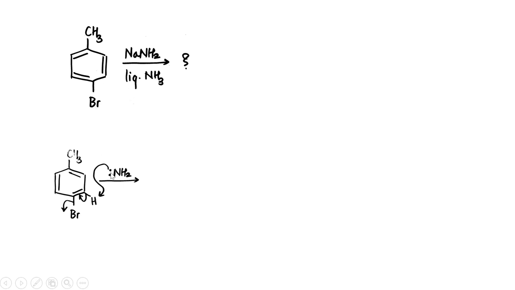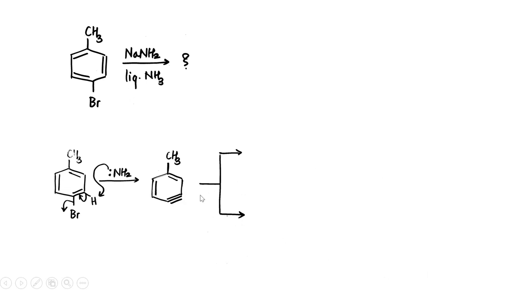Firstly, this lone pair of nitrogen will abstract one hydrogen and electrons will shift here, then Br minus is eliminated out as in a normal elimination reaction. So you are getting this benzyne as an intermediate. Now as it is very reactive, it will again immediately react with this liquid NH3, meaning this NH3 will attack on this benzyne, right? So now again there are two possibilities in case of this attack of NH3.